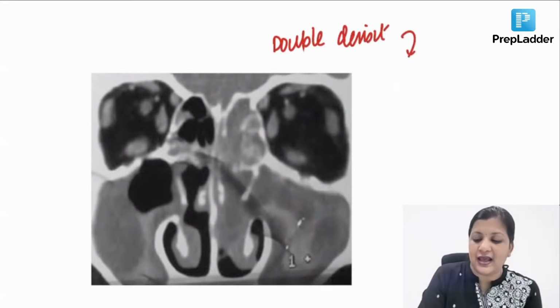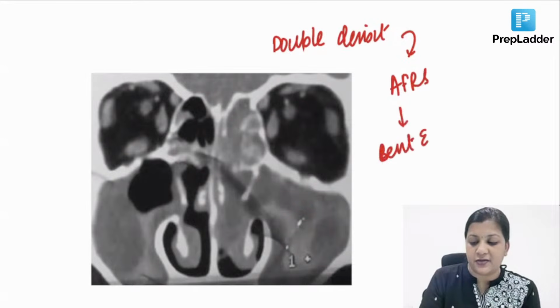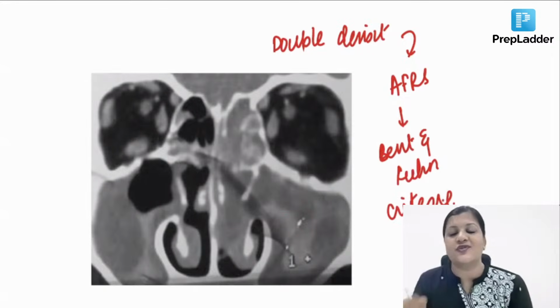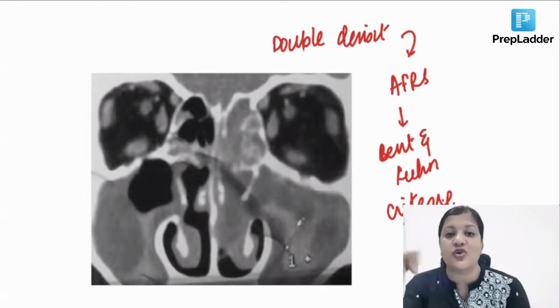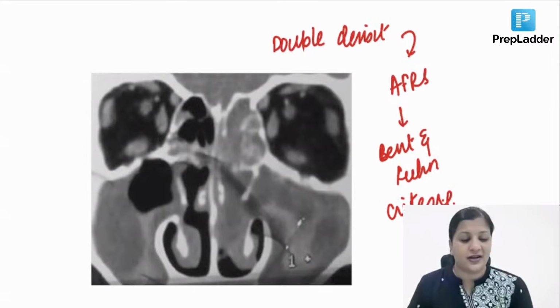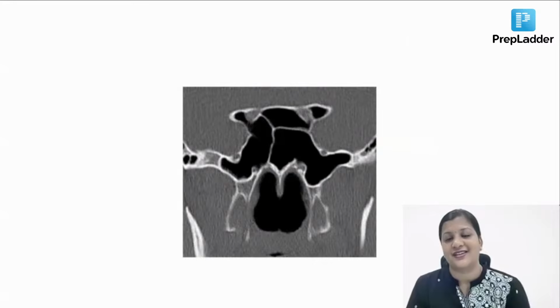Yes, it is seen in allergic fungal rhinosinusitis, and you should be able to recollect Bent and Kuhn's criteria for allergic fungal sinusitis, where serum IgE should be elevated, KOH should be positive, there should be allergic mucin in the nose and polyps, and there has to be CT scan evidence of double density sign. So all of that is your Bent and Kuhn's criteria for allergic fungal sinusitis.